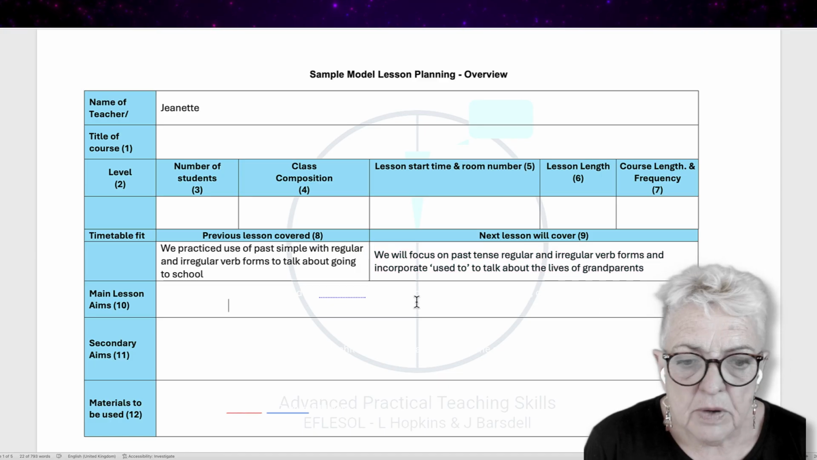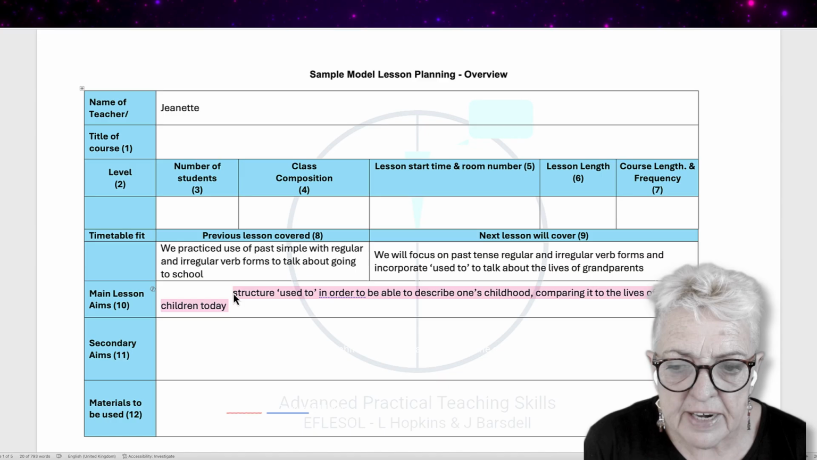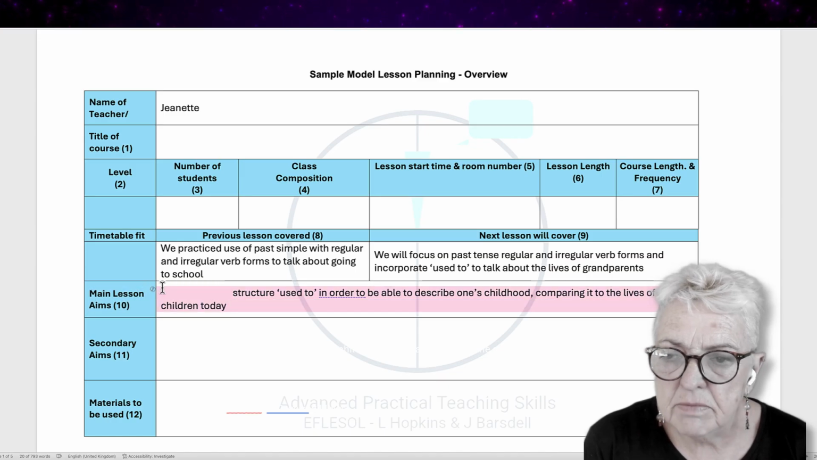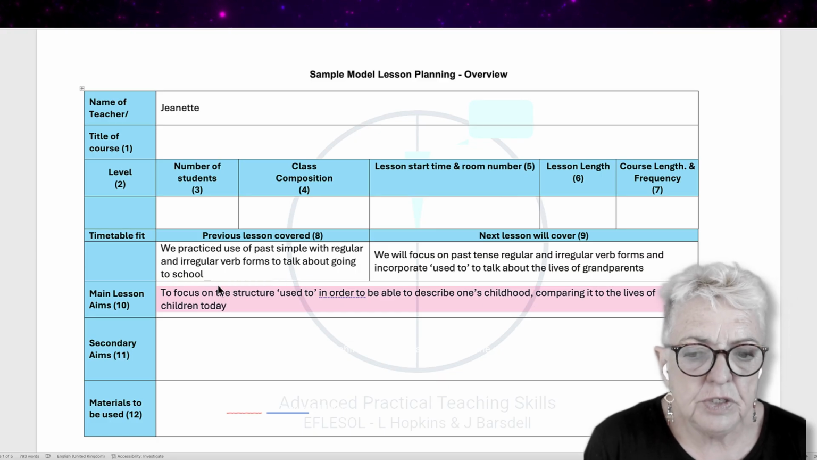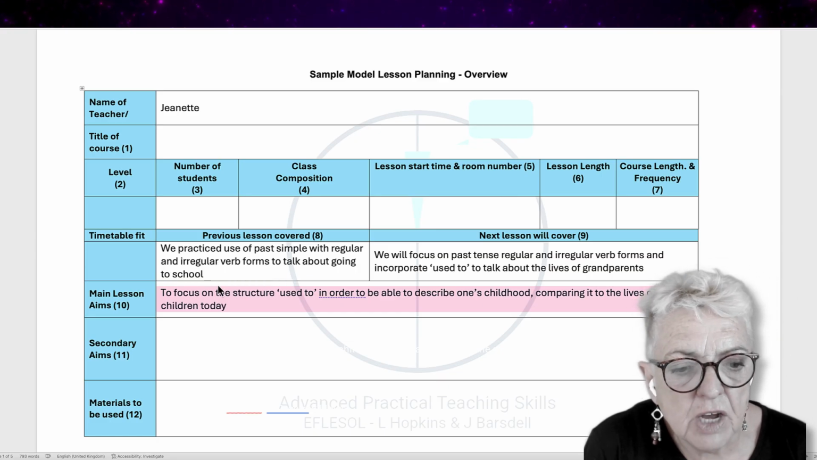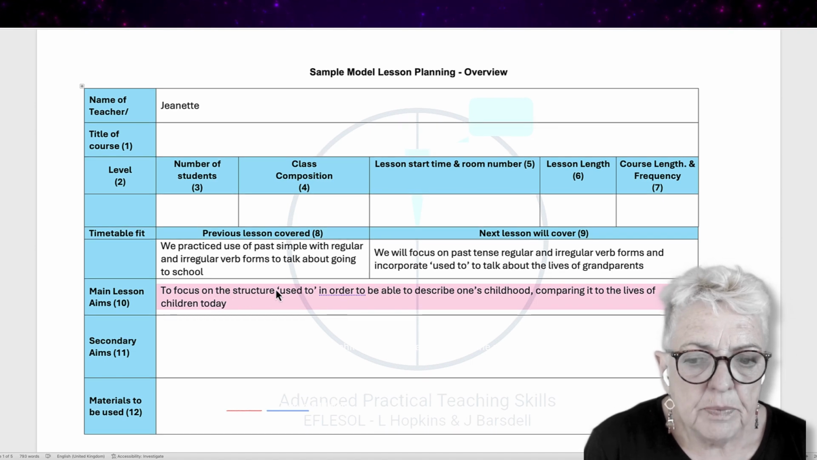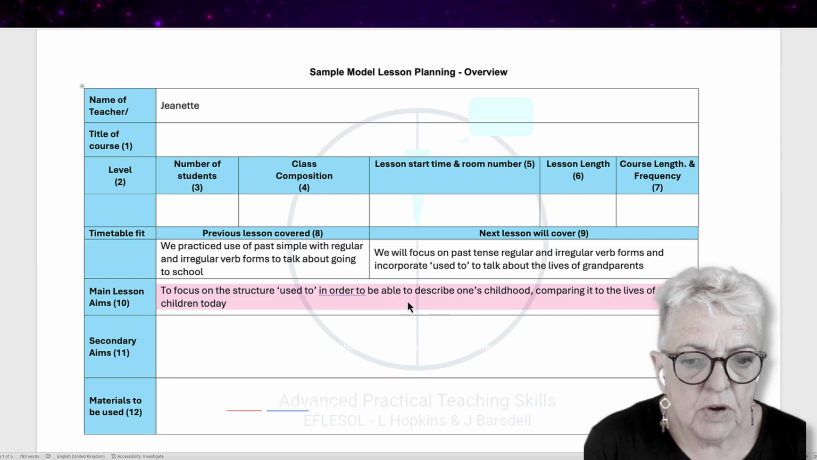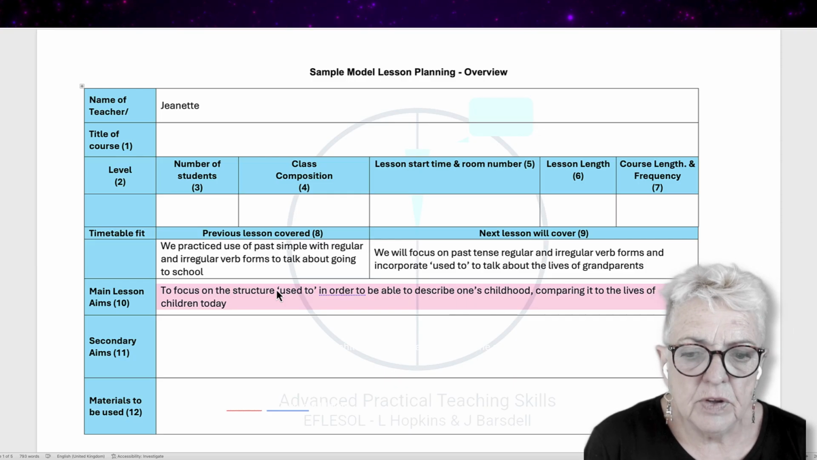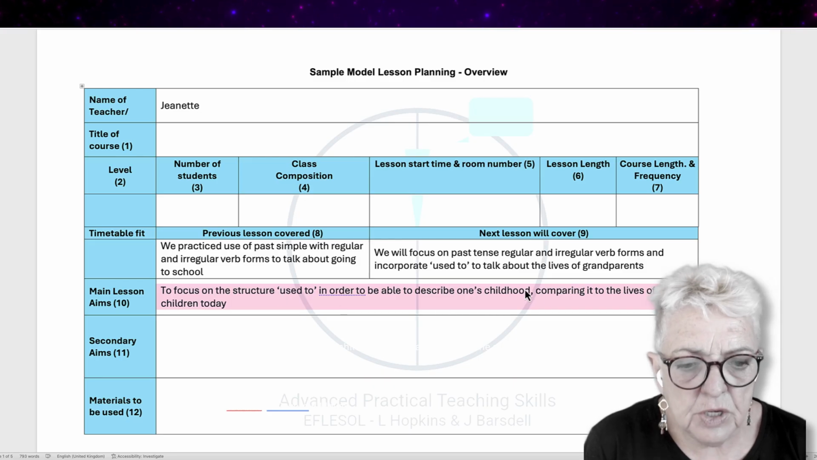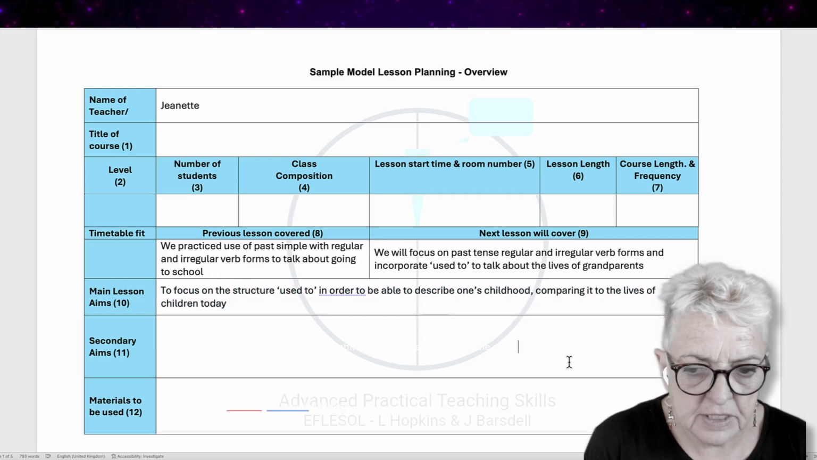All right. So main aim of the lesson. And this obviously can vary. This is just my idea for one. So to focus on used to in order to be able to describe one's childhood, comparing it to the lives of children today. So we've got the language and we've got the outcome. What are we going to do with it? We're going to use that language in order to compare it to the lives of children today.